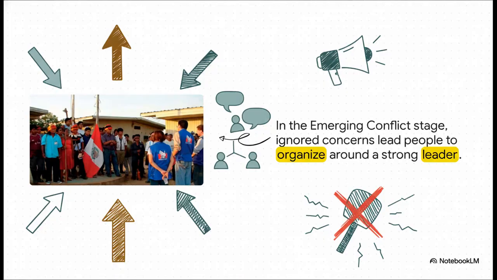And because those early concerns were ignored, what happens next? Well, people start to get organized. A strong leader, could be a mayor, an activist, anyone really, steps up to bring people together. They start looking for allies, other local groups, maybe even international organizations. All of a sudden, the company isn't just dealing with a few complaints, now they're facing an organized group and things are starting to get serious.